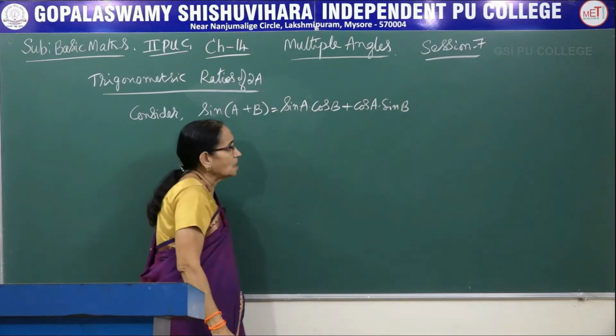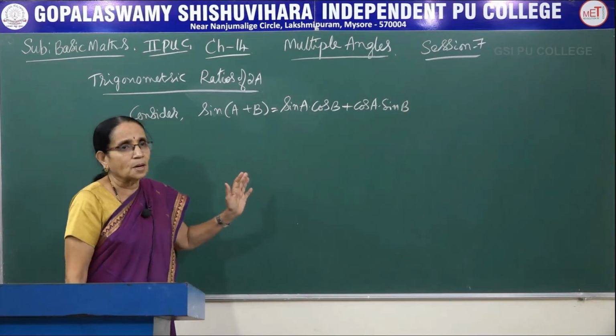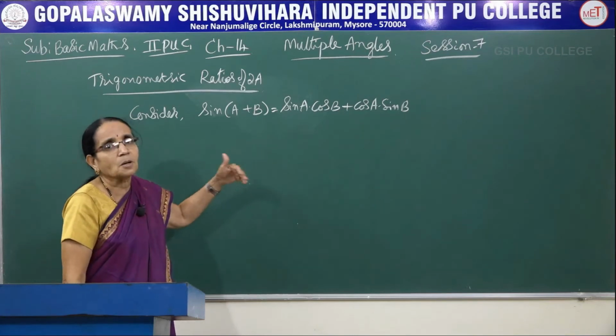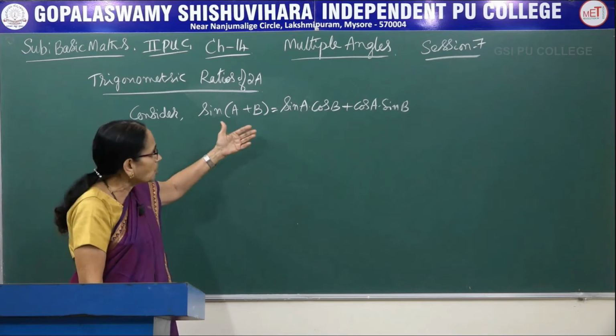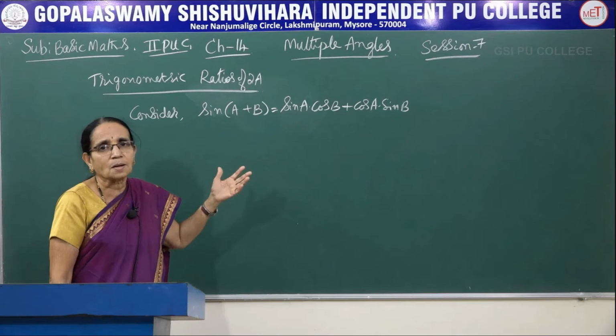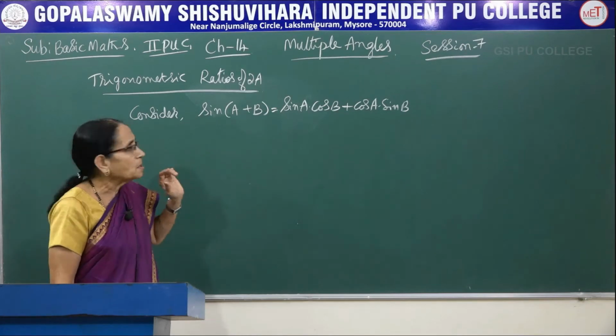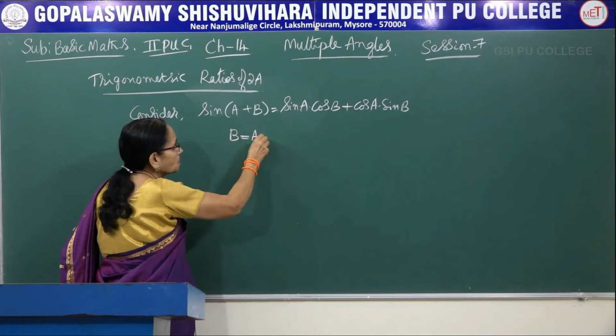Here, A and B can take any value. We have taken them as general angles here. A may be equal to B, A may not be equal to B, it can be an acute angle, obtuse angle, reflex angle, whatever may be the values of A and B, these formulae studied in the earlier session hold good. Now, as a particular case, suppose B is equal to A.